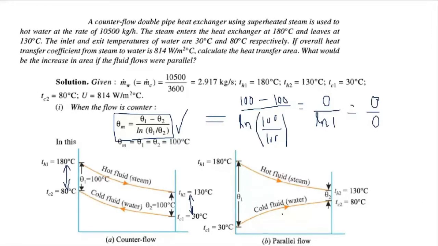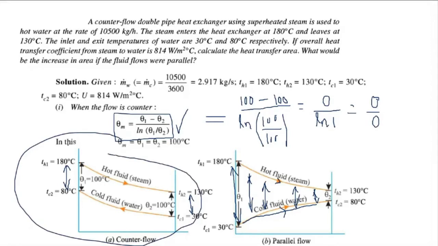Because if you will see a parallel flow arrangement, here the value is theta 1. As the hot fluid flows across the area of the heat exchanger, its temperature will be dropping down, and temperature for the cold fluid will be increasing continuously. So in this case, theta value will be decreasing continuously across the length of the heat exchanger. So in no case theta 1 will be equal to theta 2 for a parallel flow heat exchanger. But for counter flow heat exchanger, it is possible that theta 1 is equal to theta 2.